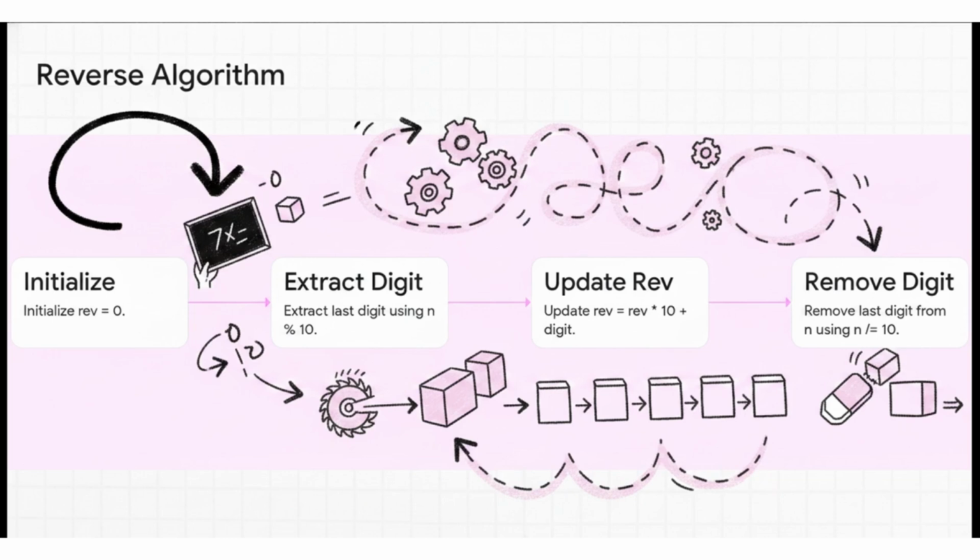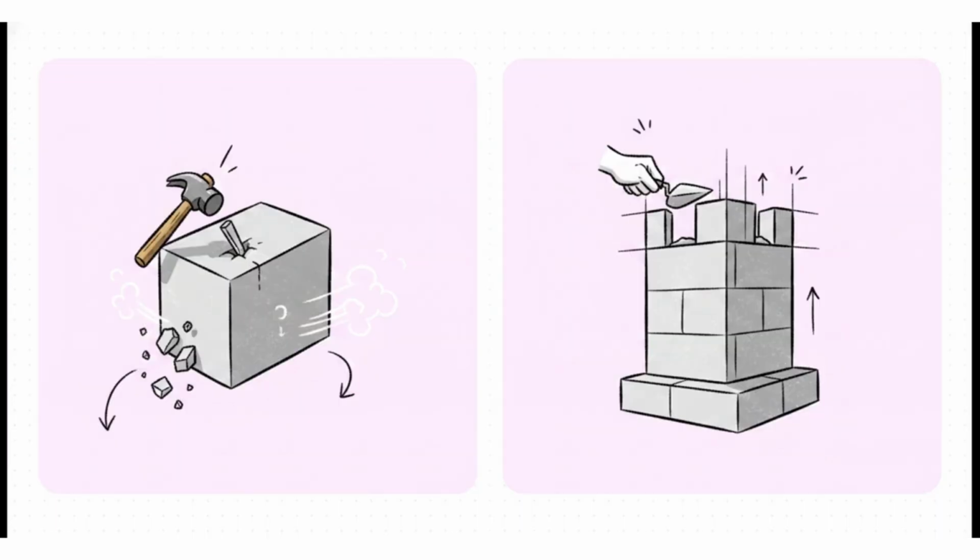Finally, we do our standard integer division to chop the last digit off the original number. What's really fascinating here is the opposing states of our two variables as the code executes. Think about it. Your original integer n is under constant attack. It's shrinking, just continually being divided by 10. But your newly initialized variable rev is aggressively growing. We're multiplying it by 10, essentially shifting its columns over and slotting in the freshly extracted modulo digit.